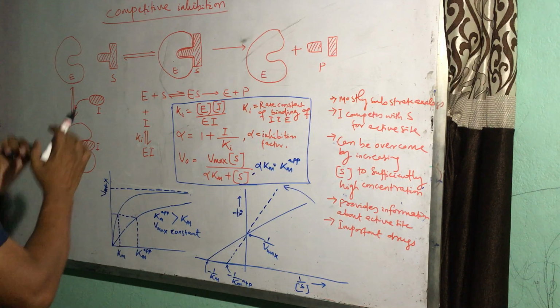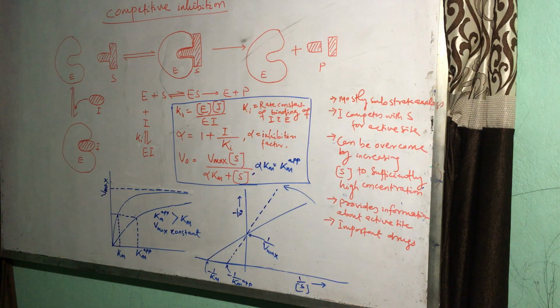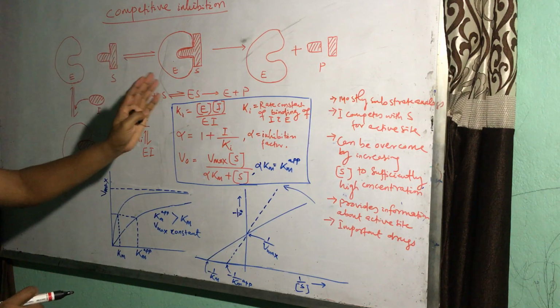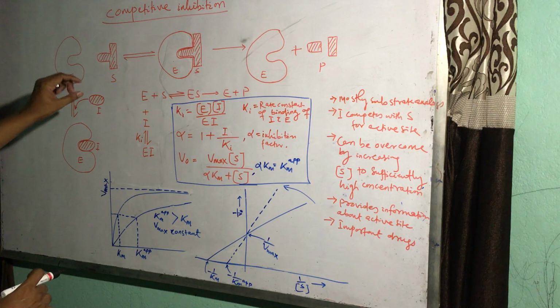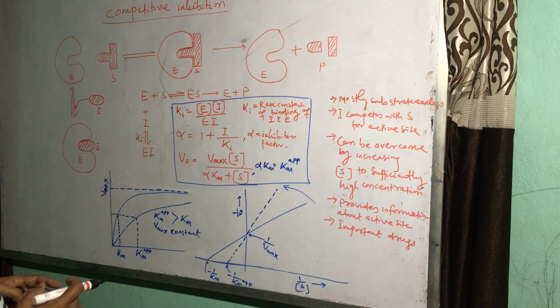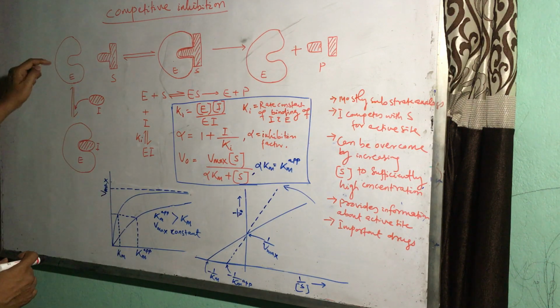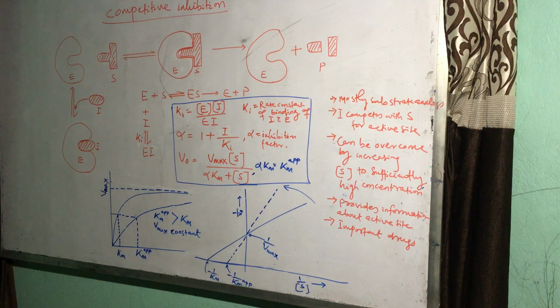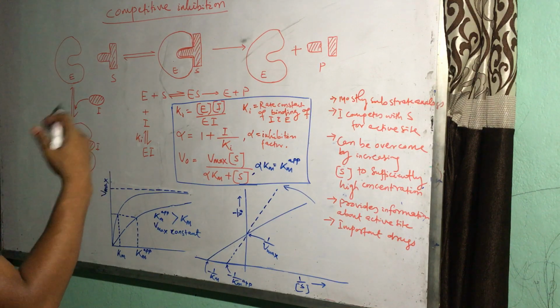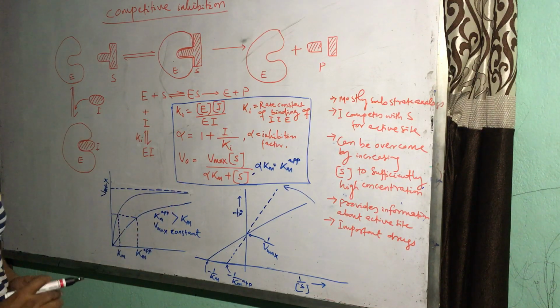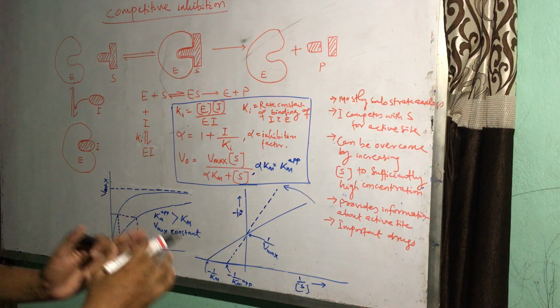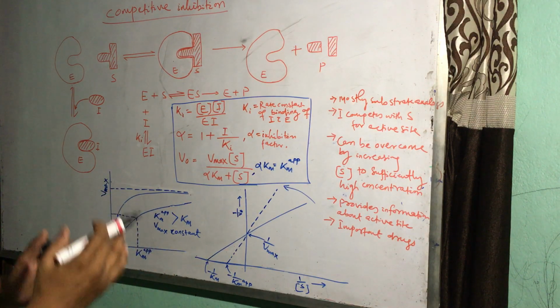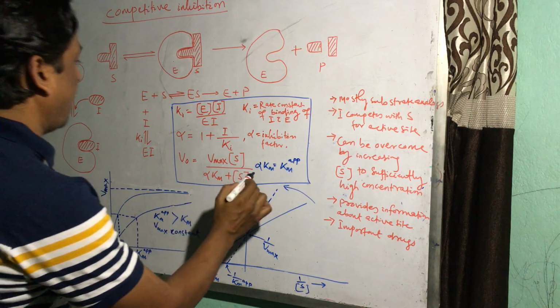So what are the characteristics of this competitive inhibition? Here the inhibitor is mostly a substrate analog, which has a similar shape to that of the substrate. So it competes for the active site, and kinetic studies show that it doesn't change the Vmax of the enzyme, whereas the Km is changed. I mean, Km is increased by a factor alpha.